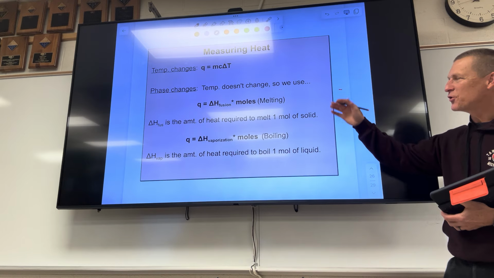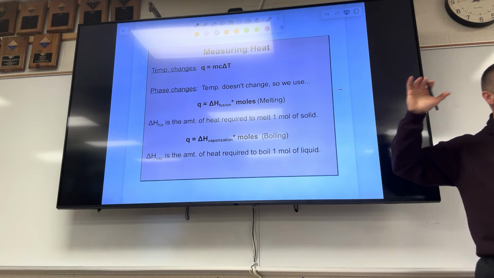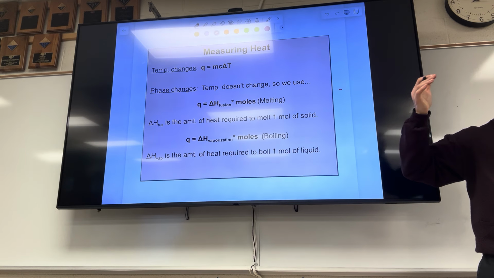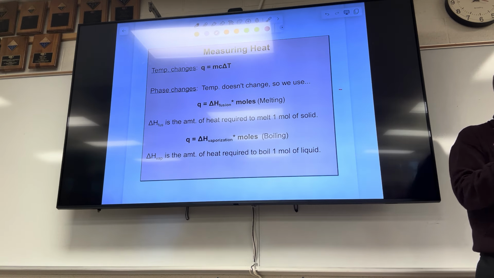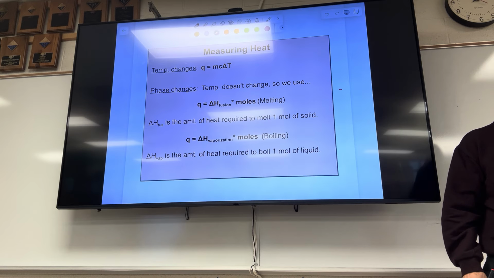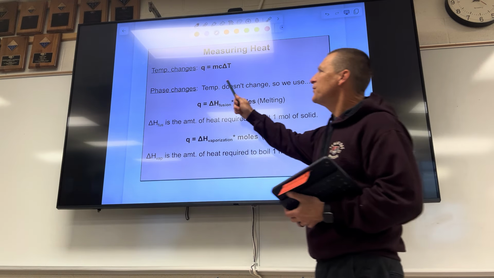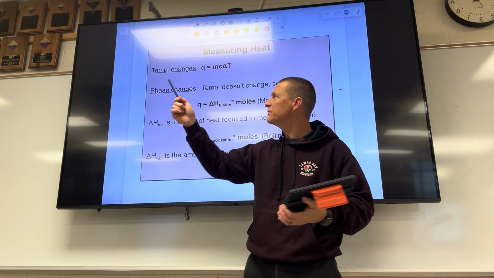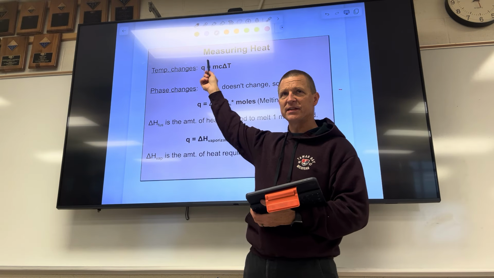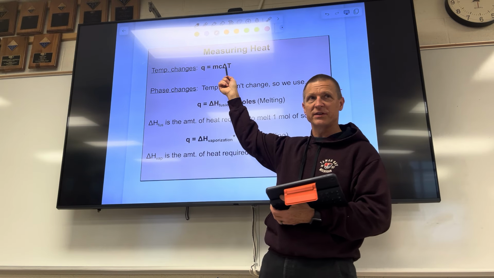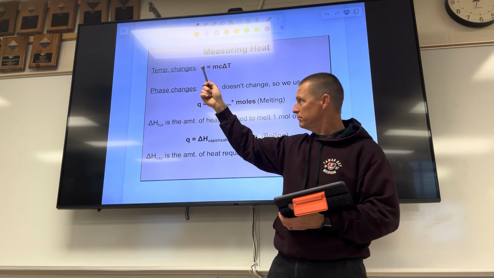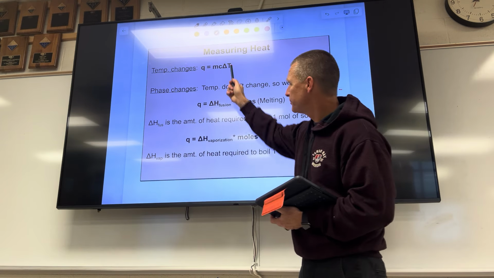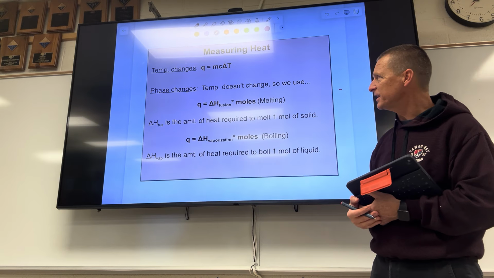Okay, this next slide is going to be a chapter 10 slide. In fact, it's the only one from chapter 10. What I need you to know is just all wrapped up in one slide. If a substance changes temperature and we want to know how much energy is involved, we use Q equals MC delta T because that temperature change is built into it. So for temperature changes, we're using MC delta T.